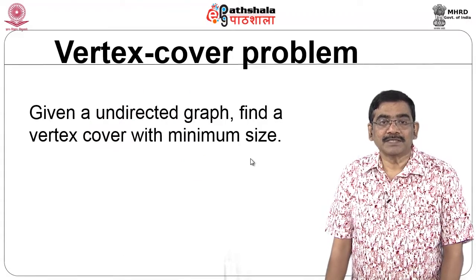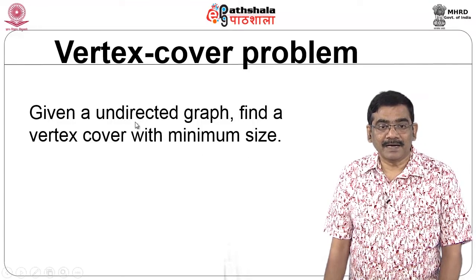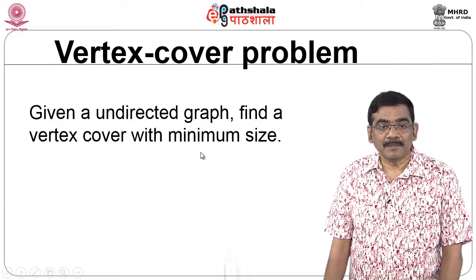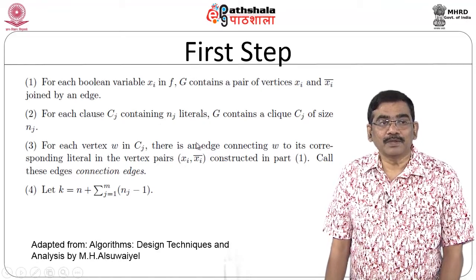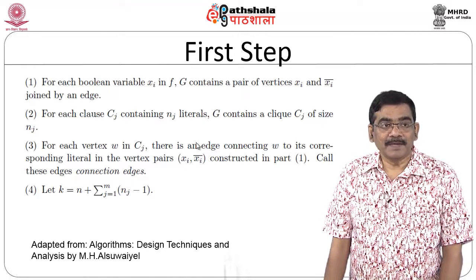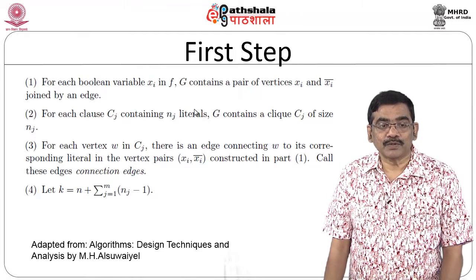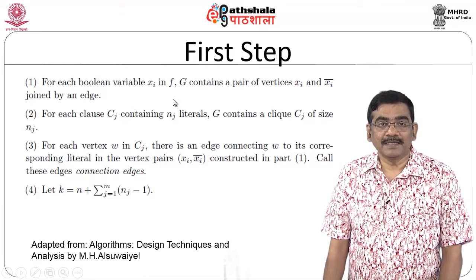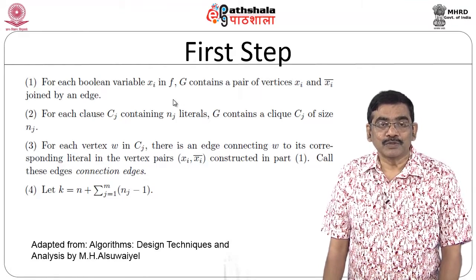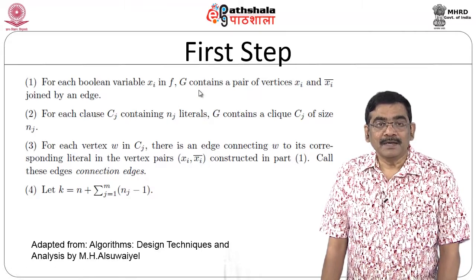So, in short, the vertex cover problem is a problem where, given an undirected graph, we have to find the vertex cover with the minimum size. Fine. What we are going to do is prove that this problem is indeed NP complete. So, we are going to take the SAT problem and reduce that to this vertex cover problem.